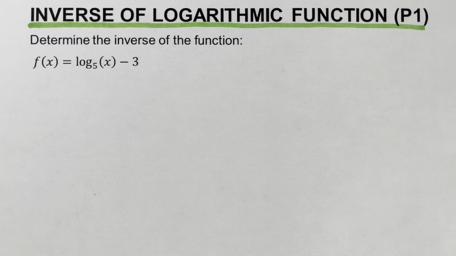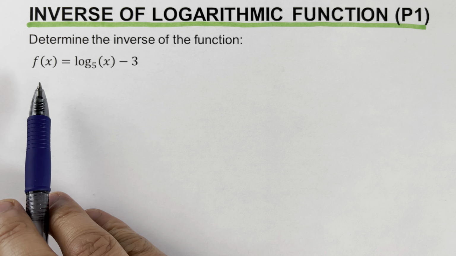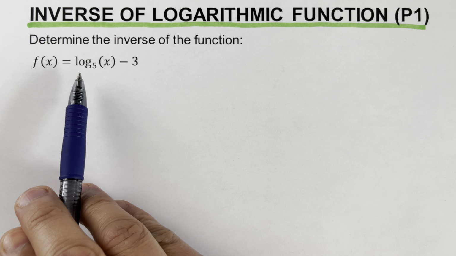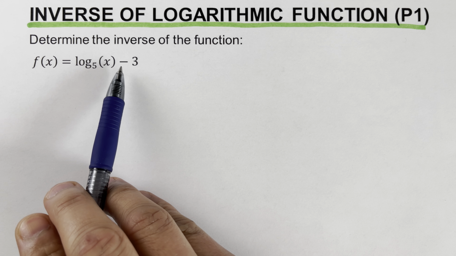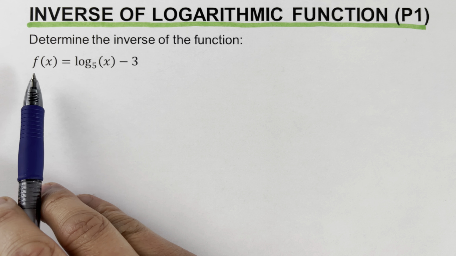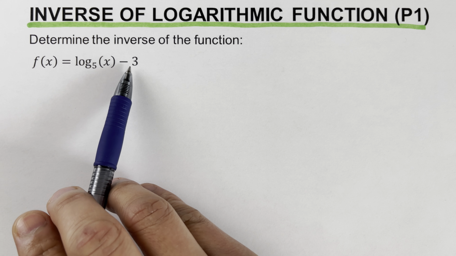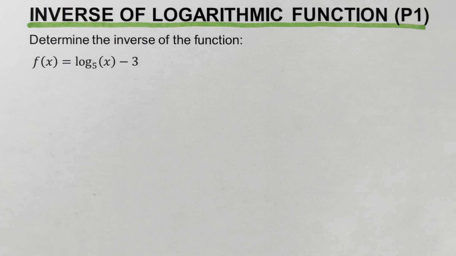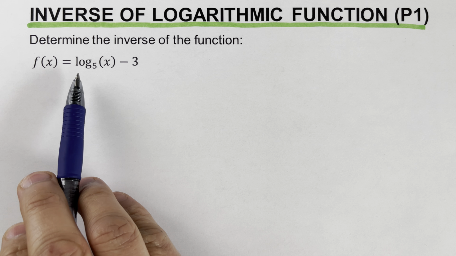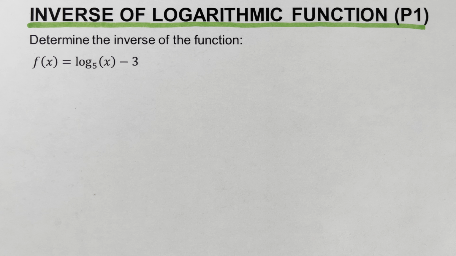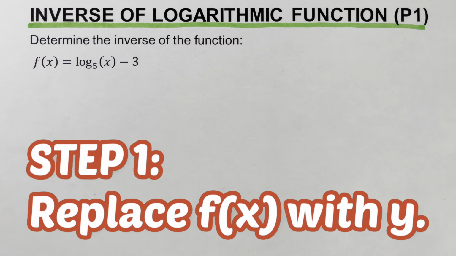Okay, going back to the example, again, we're supposed to determine the inverse of this function f of x is equal to log of x to the base 5 minus 3, or this can be read as f of x equals log base 5 of x minus 3. There are steps that we need to follow in order to determine the inverse of this logarithmic equation. The first step is to replace f of x with y.